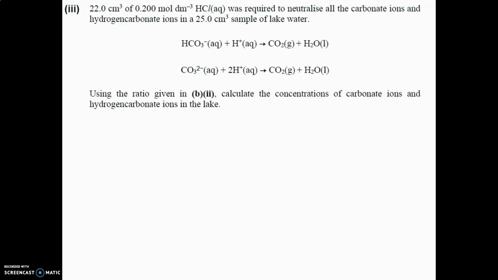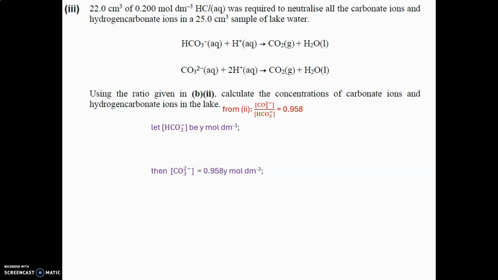So we move on directly to part 3, where we want to use the ratio given in B part 2 as well as these equations to calculate the concentrations of both ions in the lake. So from part 2, this is the ratio of both ions that they have given to us. So we are going to define the concentration of hydrogen carbonate ions as Y moles per dm cube. So the concentration of carbonate ions will just be 0.958 of Y mole per dm cube.